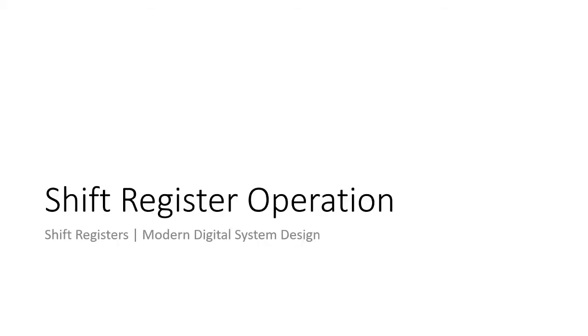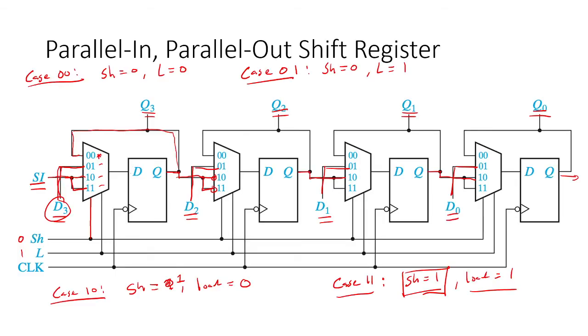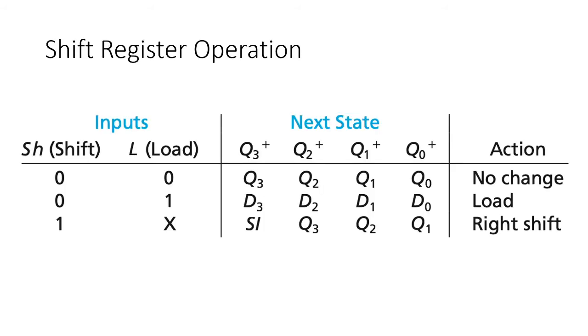All right, so let's unpack that just a little bit and take a look at the shift register operation, specifically this parallel in, parallel out shift register. Let's look at the state table. We've got our inputs, SH and load, then we have next state, Q3, Q2, Q1, Q0. We're trying to come up with the characteristic equation for each of the flip-flops individually.